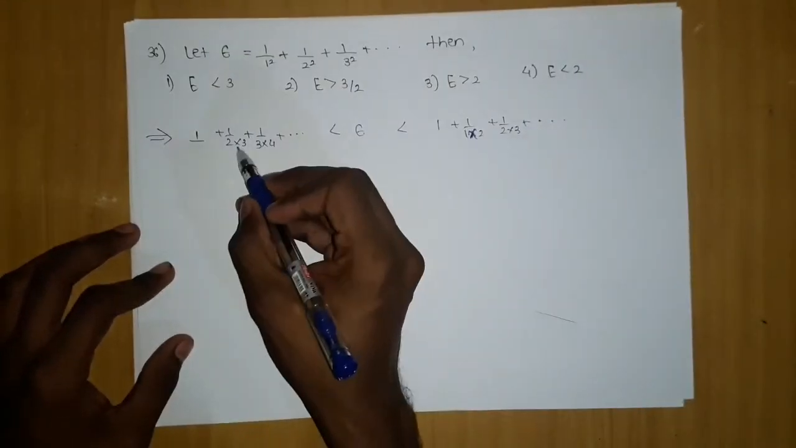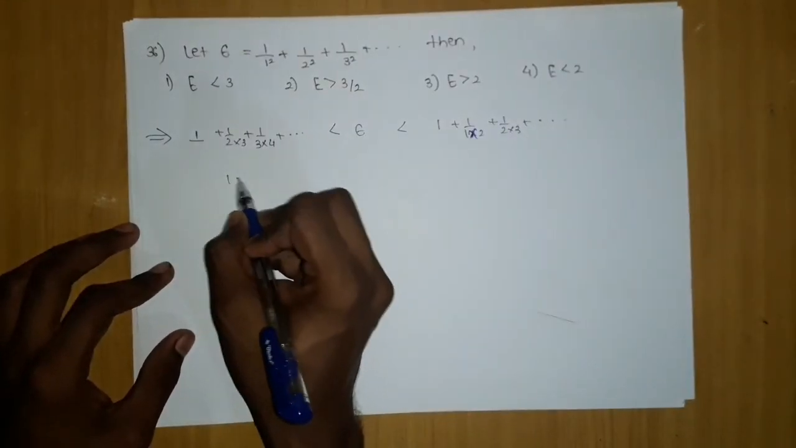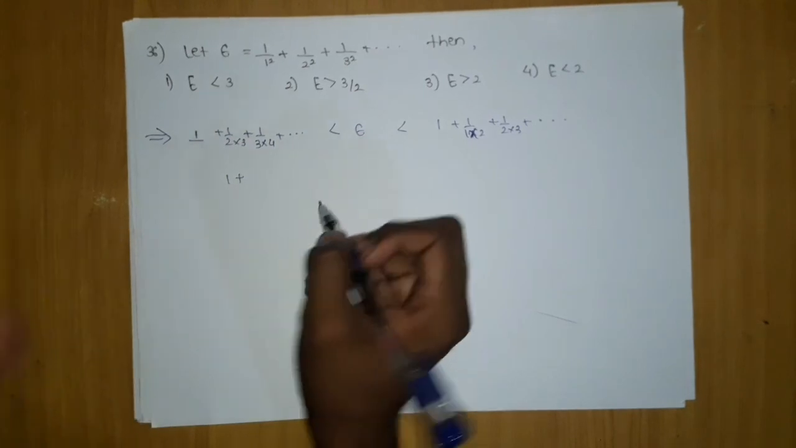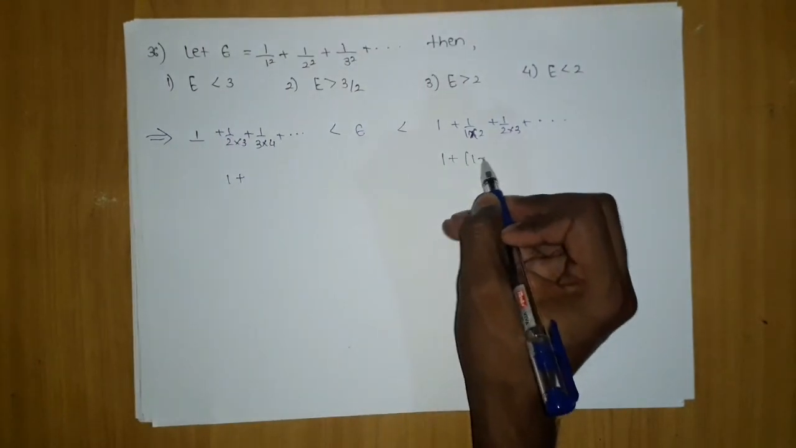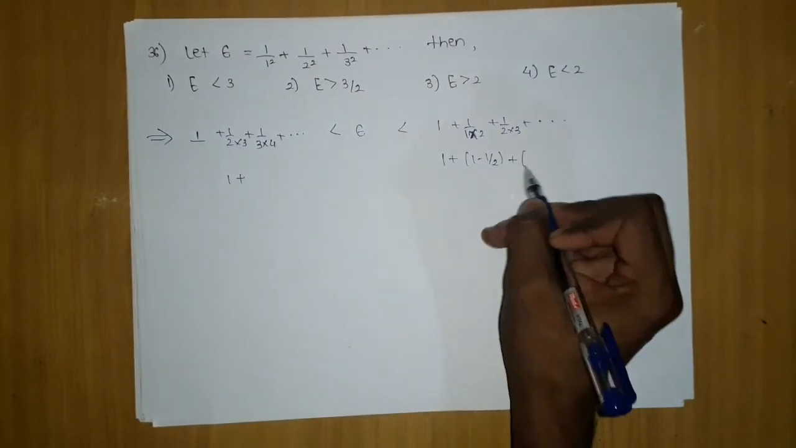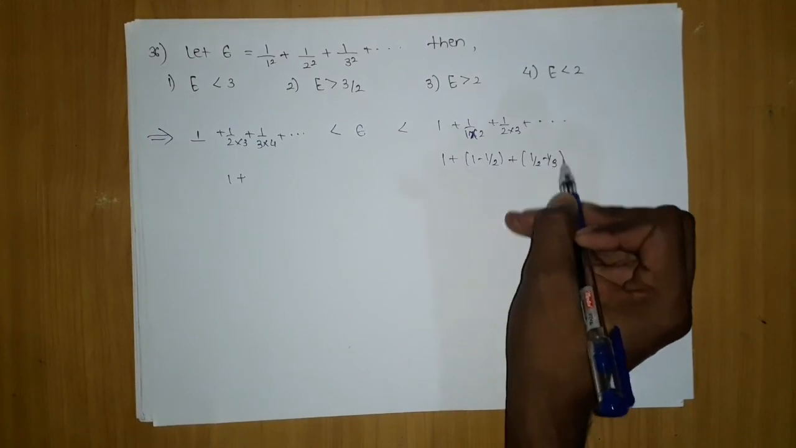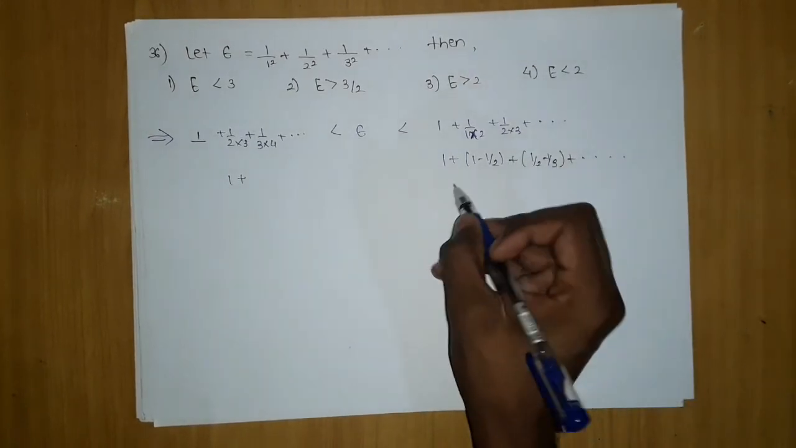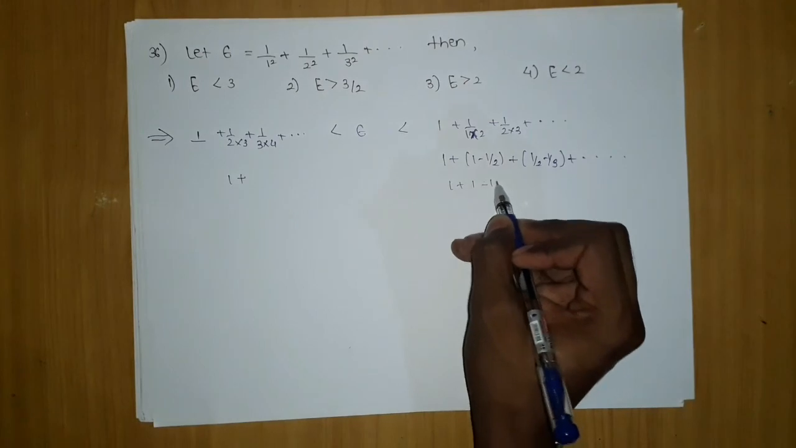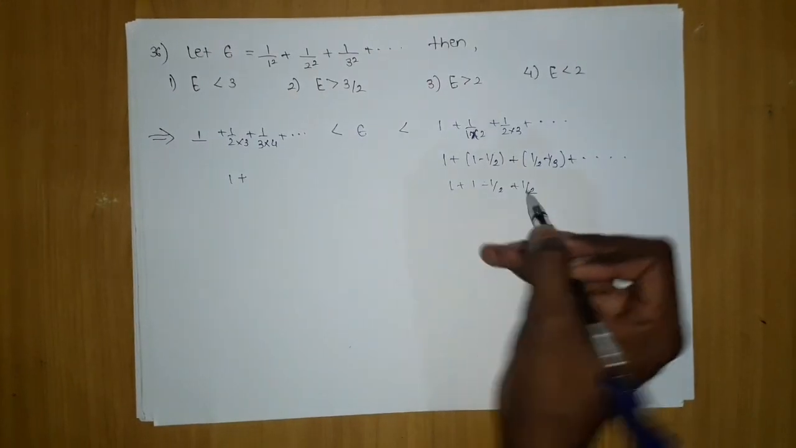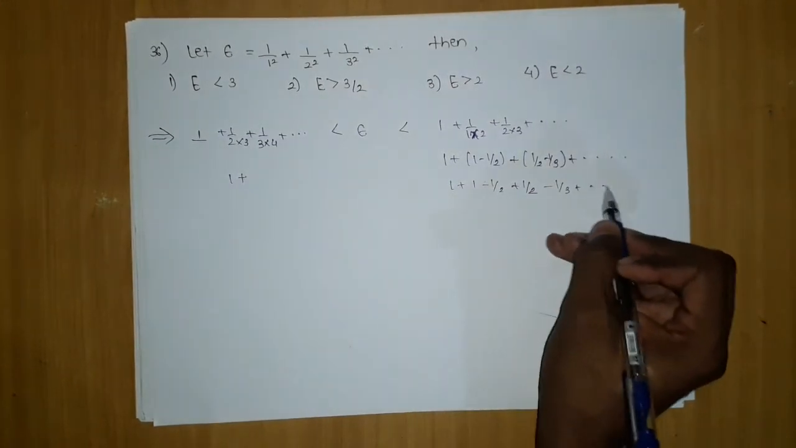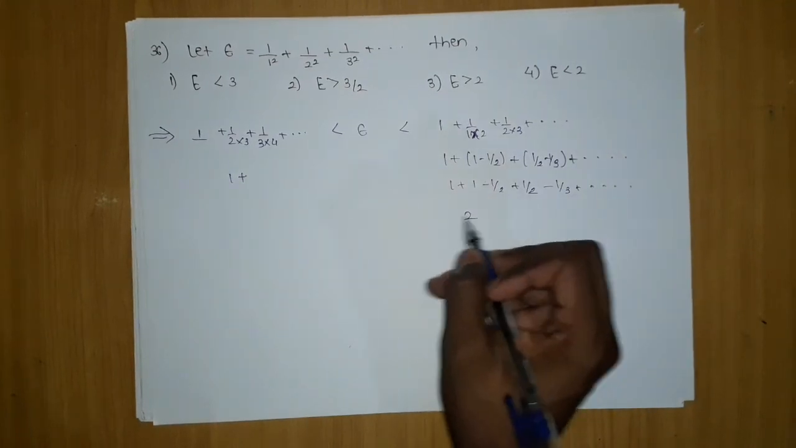Okay, 1 into 2, 2 into 3, 3 into 4. Now if I simplify this one, 1 plus 1 minus 1 by 2 plus 1 by 2 minus 1 by 3, and so on. Now if I open this, this will cancel out with this one, and so on. All the terms will cancel out, so we will be left with 2 only.